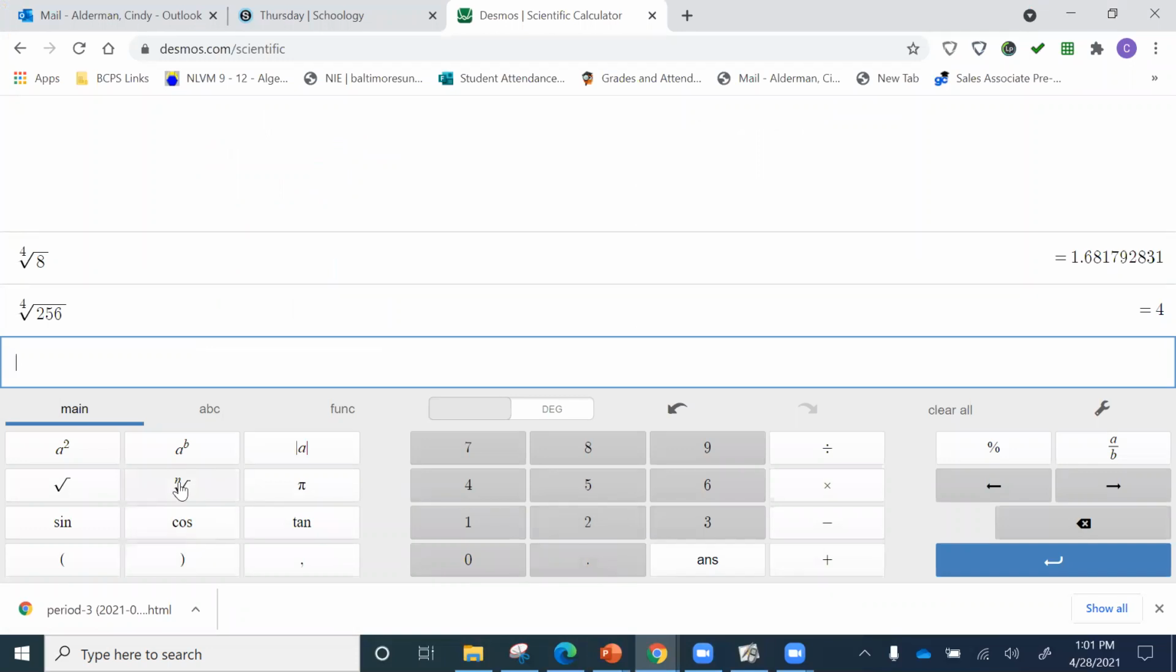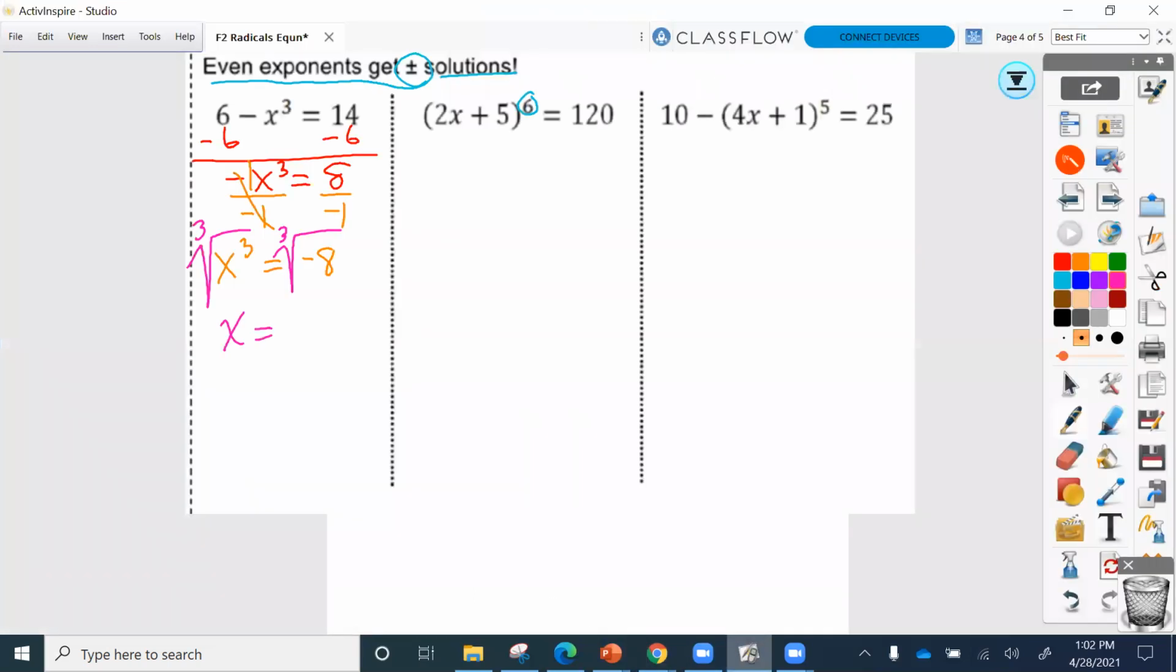Cube root of 8, let's say negative 8 even. Let's say negative 8, oops. See, it shows you in Desmos, you're still in the index area. You've got to actually click down there to get it. Let's say negative 8. And we get an answer, which is negative 2. So remember, the cube root of negative 8 equals negative 2 because negative 2 cubed is equal to negative 8.